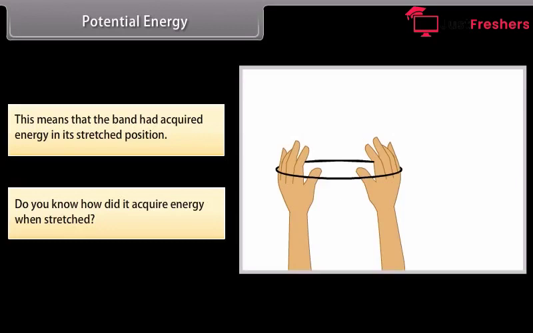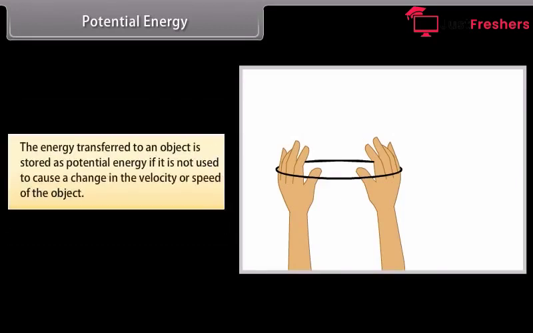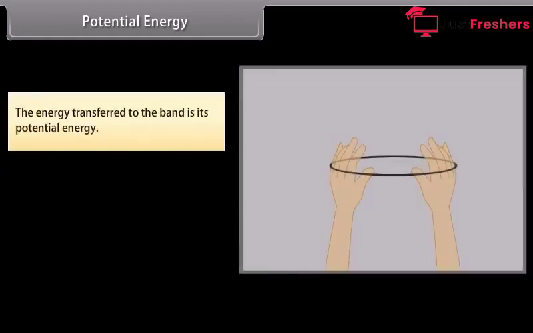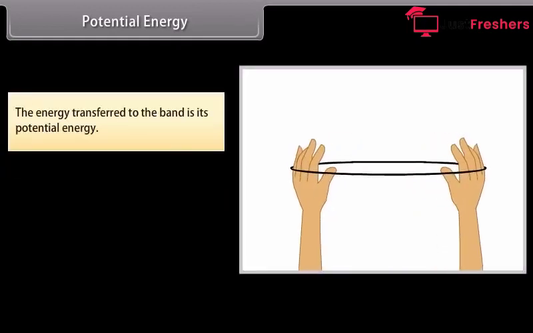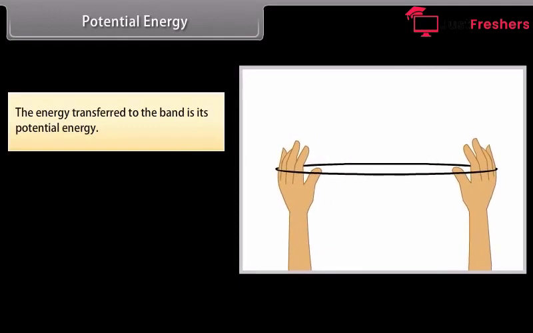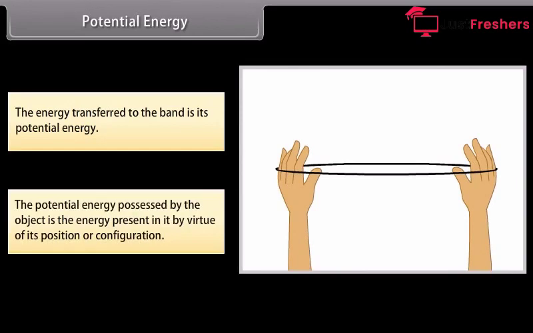Do you know how did it acquire energy when stretched? Here the energy gets stored due to the work done on the object. The energy transferred to an object is stored as potential energy if it is not used to cause a change in the velocity or speed of the object. We transfer energy when we stretch a rubber band. The energy transferred to the band is its potential energy. The potential energy possessed by the object is the energy present in it by virtue of its position or configuration.